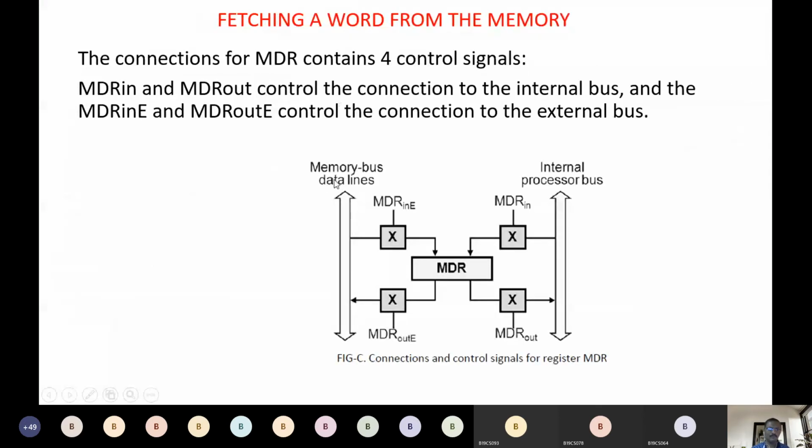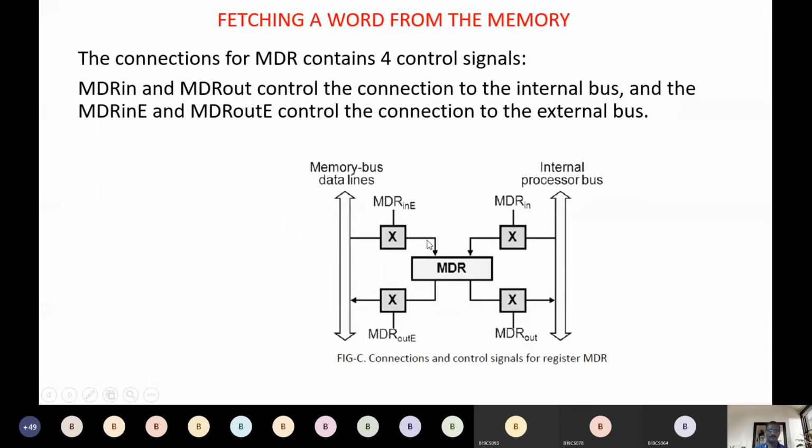Next is how do we fetch a word from the memory? For example, the processor needs the value of an operand like A. How does it fetch data from main memory? How does a processor fetch data from main memory? So this is the scenario.